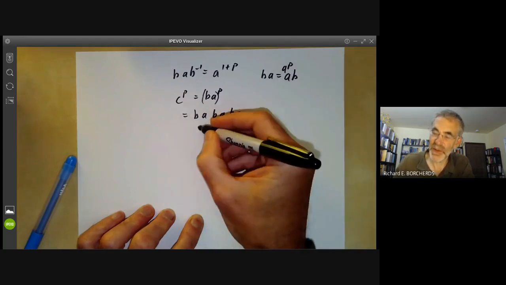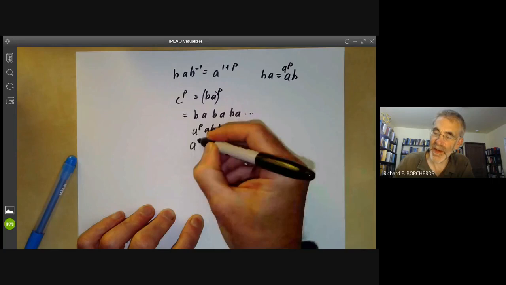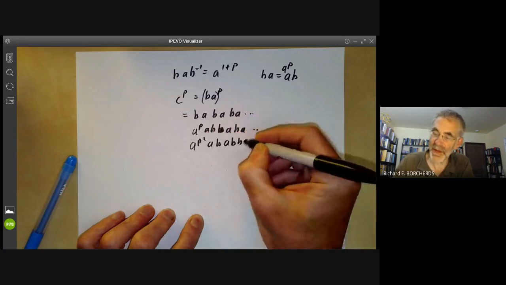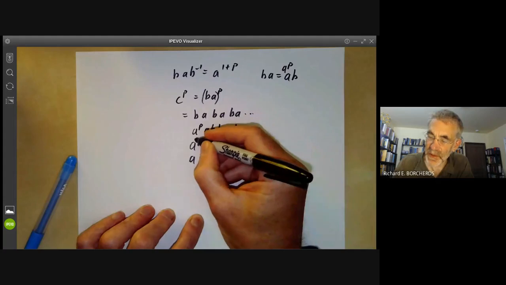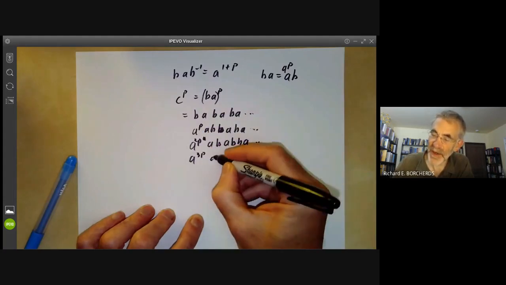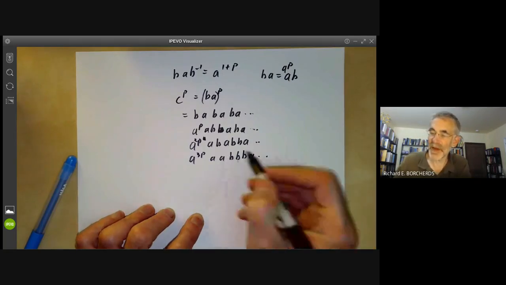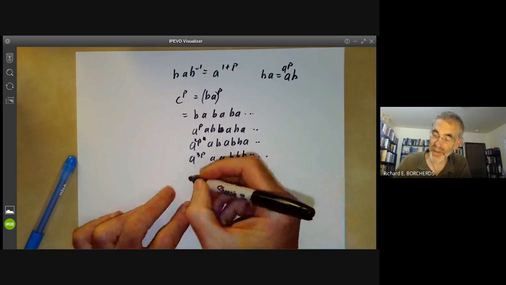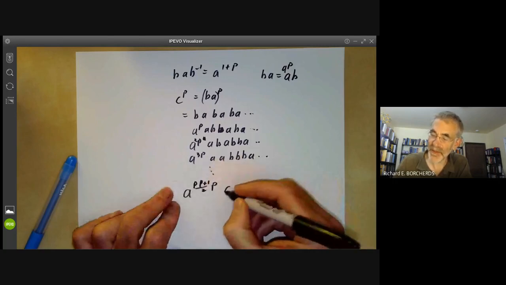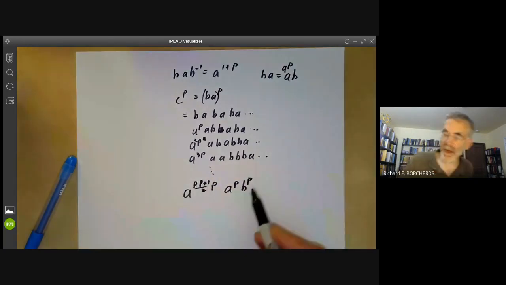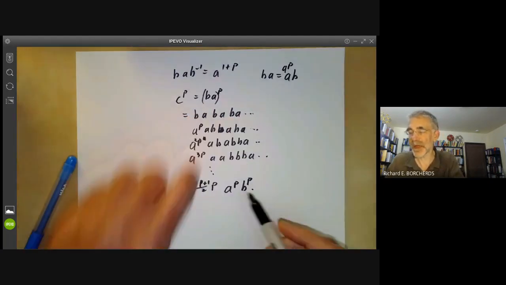So every time we swap round an A and a B, we pick up an extra factor of A to the power of P. So this is equal to A to the P times A, B, A, B, A, B, A, and so on. And then we get A to the 2P, A, B, A, B, B, A, and then we get A to the 3P times A, A, B, B, B, A, and so on. So we keep moving B's to the right, and every time we swap round a B and an A, we pick up a factor of A to the power of P. So we continue like this, and we get A to the P times P plus 1 over 2 times P times A to the P, B to the P. That's because we have to exchange A's and B's, P times P plus 1 over 2 times, in order to get all the B's to the right.